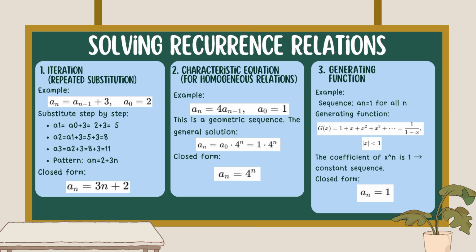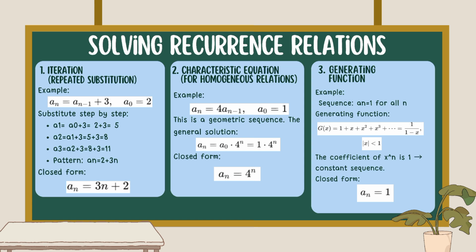Example: substitute step by step. A1 equals A0 plus 3 equals 2 plus 3 equals 5. A2 equals A1 plus 3 equals 5 plus 3 equals 8. A3 equals A2 plus 3 equals 8 plus 3 equals 11. Pattern: a_n equals 2 plus 3n. Closed form: characteristic equation for homogeneous relations. Example: this is a geometric sequence. The general solution, closed form.